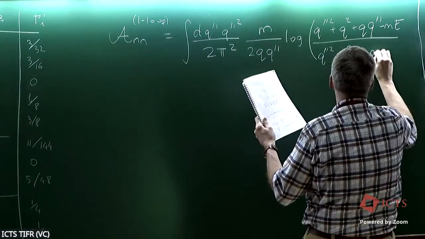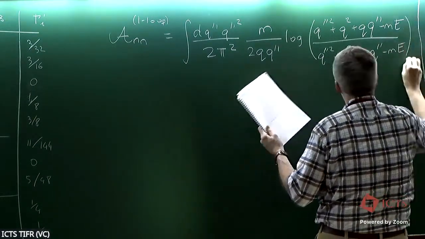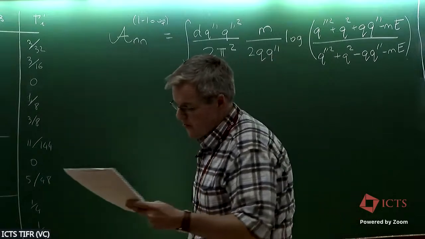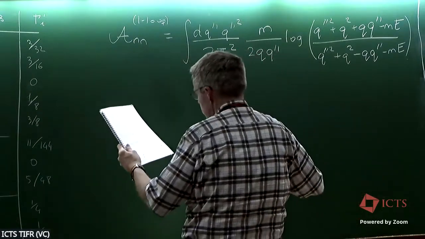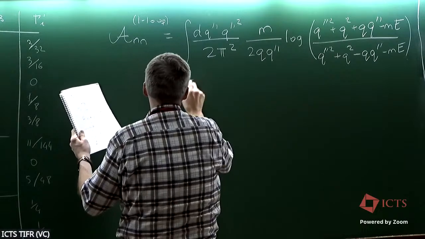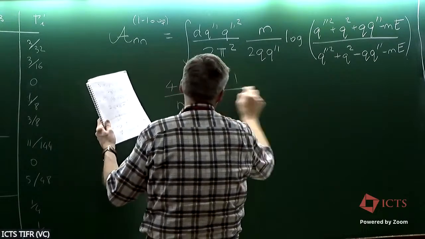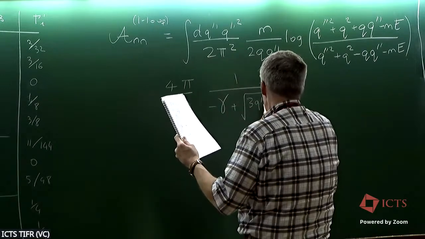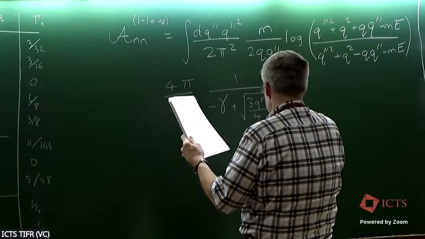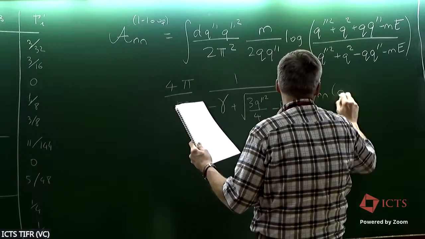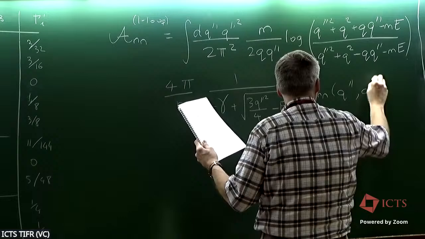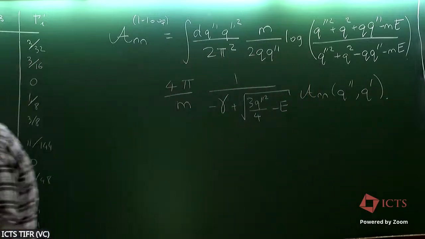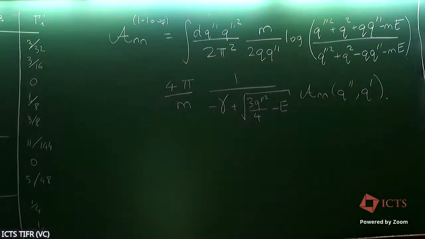So the difference between this numerator and the denominator in the log is that you integrate from -1 to +1. So that's why you have a plus in the numerator and minus in the denominator. 4 pi over little m, 1 over minus gamma, plus the square root of 3 q double prime squared over 4 minus e times ANN. And it's a one-dimensional integral equation. So like I said, you could put that on a computer and you can solve it.